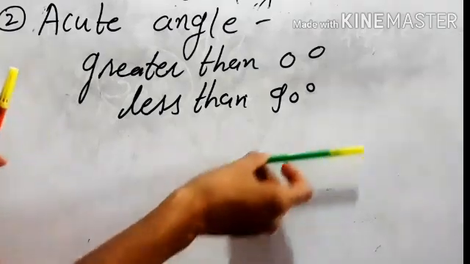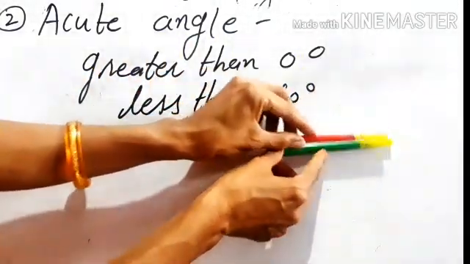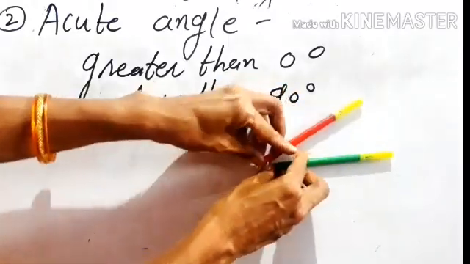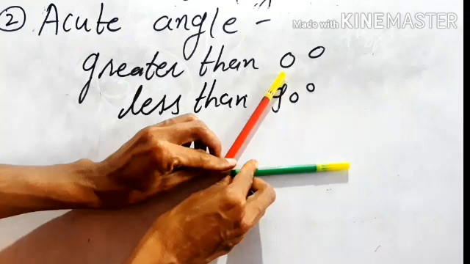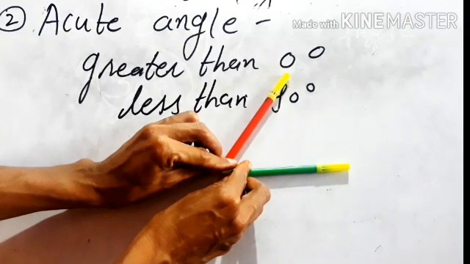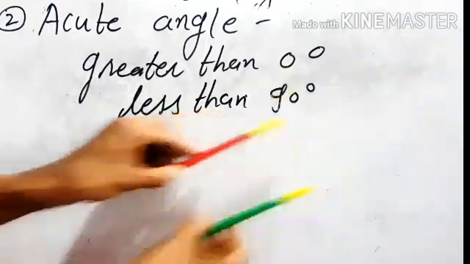For example, see here, when the zero angle was there, both these pens were in this red position. Now if I turn this position this way, this type of angle is called an acute angle, which will be greater than 0 degree but less than 90 degree.